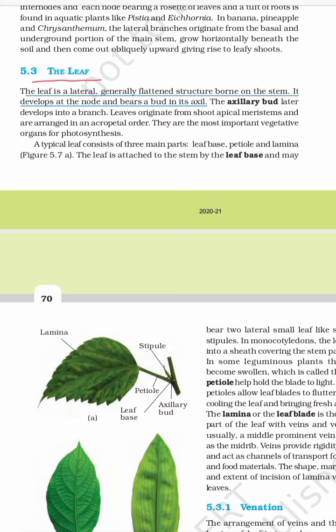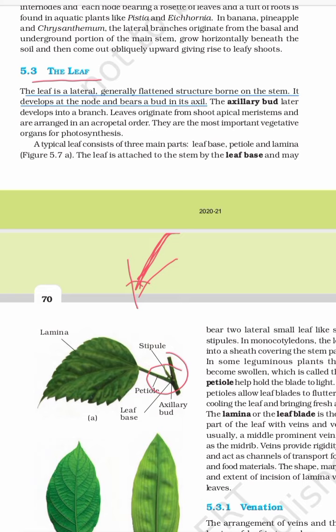It is borne on stem, that is, on stem it grows. It develops on the nodes. So what do you mean by node? Node, it means, as you can see over here, it develops and it bears a bud in its axil. So axil means the angle where a stem and a leaf get attached. This is called the axil. Here a bud develops, so it is called axillary bud. This axillary bud will develop a new branch.